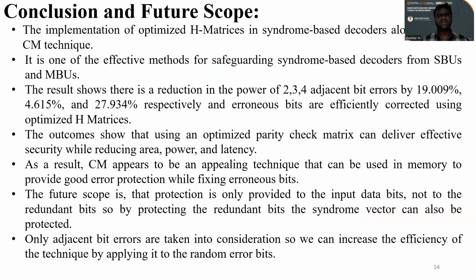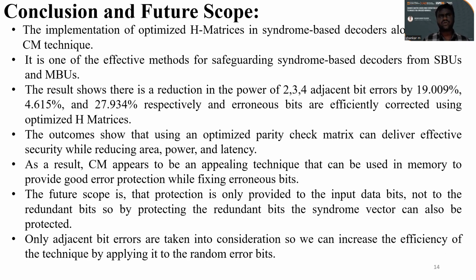So, coming to the conclusion and the future scope of our paper, the implementation of optimized H matrix in this syndrome-based decoder, along with the correction matching technique, is an effective way of safeguarding the input data. As a result, we can show that there is a reduction of 19%, 4%, and 27% respectively for 2, 3, 4 adjacent bit errors, and the input data with errors are significantly corrected, and the output of the decoder remains error free.